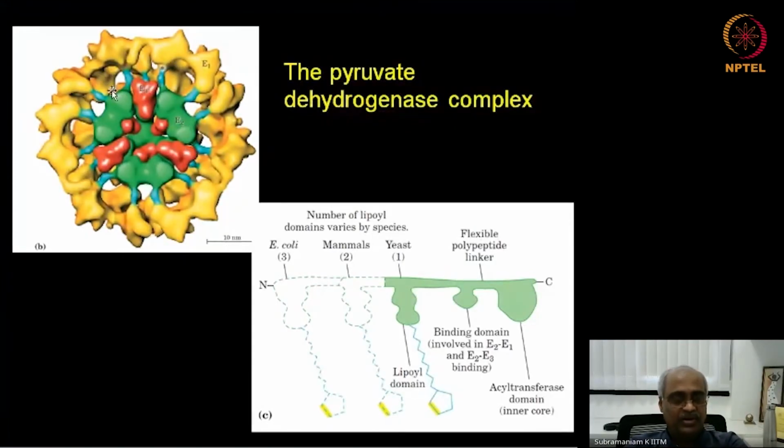Normally, we talk about bond distances in angstrom units, but this is about 100 times that dimension. So it is so big that in an electron microscope you can view it, you can actually visualize it, or you can take a picture of it using an electron microscope. And okay, what are the other domains? And the second domain of E2 is the one involved in interacting with E1 as well as the E3, the red one. And the third domain is its own active site, acetyl transferase domain. So that's the inner core. So therefore it has three important domains.